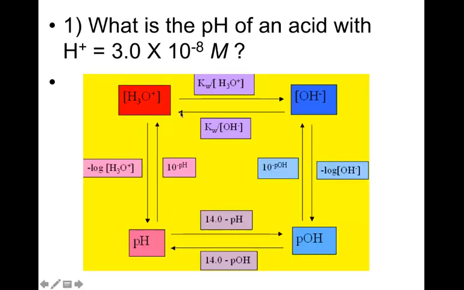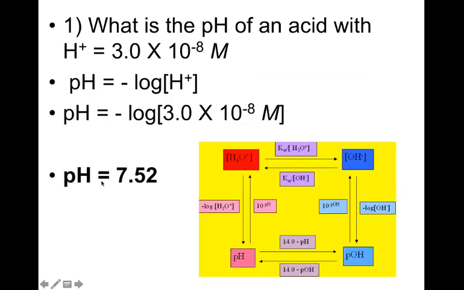So what's going to happen is H plus is here, and we're going to pH down here. And the pathway to get from here to here is negative log of H3O. So pH will equal negative log of H plus. pH will equal negative log of 3.0 times 10 to the negative 8 molarity. And that's going to get us a pH of 7.52.